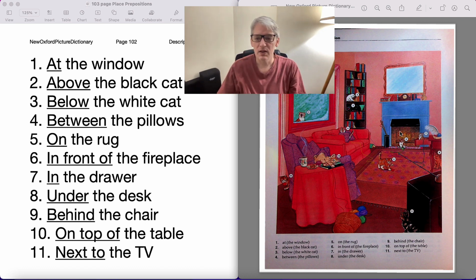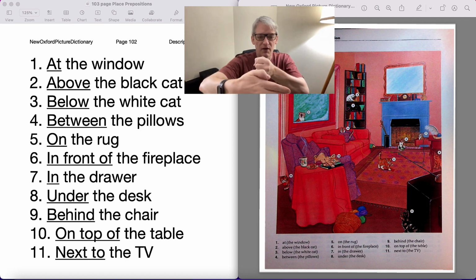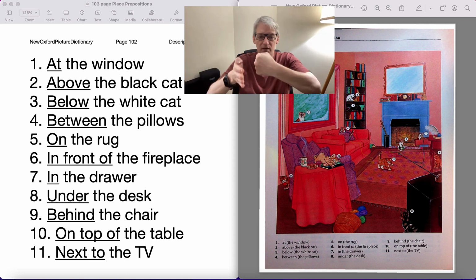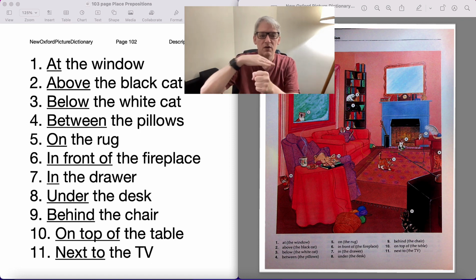In number six, here, this is the fireplace. The cat is in front of the fireplace. In front, right? It's like this, it's in front. So the cat is in front of the fireplace.